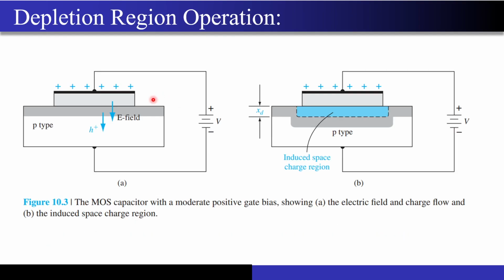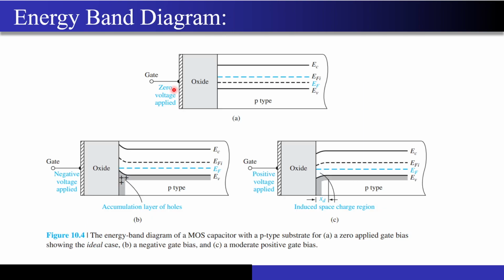Now what happens when I apply a large positive voltage? We will see that case later. So now coming to the energy band diagrams. This was the energy band diagram, and as you know, this is a p-type semiconductor.